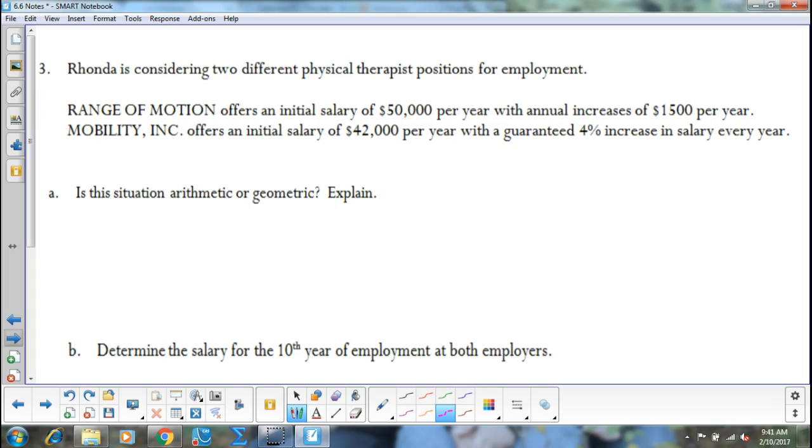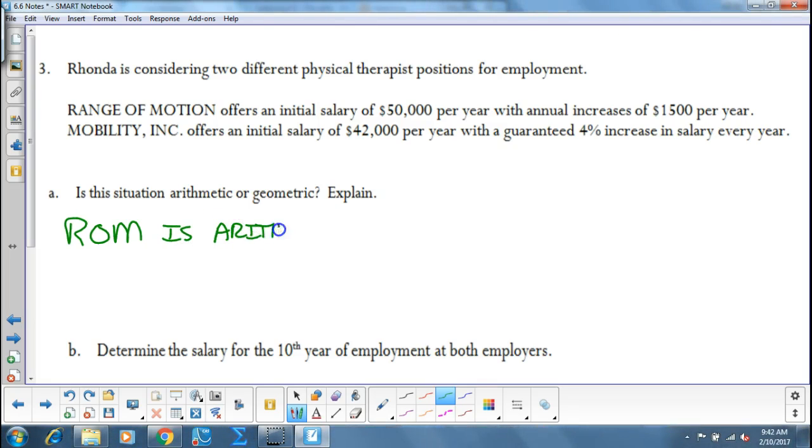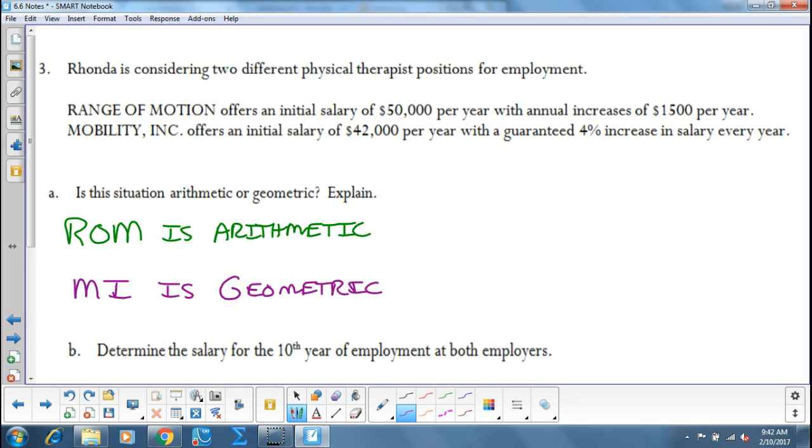Both. Okay? So, Range of Motion is what? Range of Motion is arithmetic because it's a hard-locked $1,500 increase per year. Okay? Which means then that Mobility Inc. is geometric because it's got a percentage. Anytime you see that percentage, you should automatically be thinking geometric. Okay?